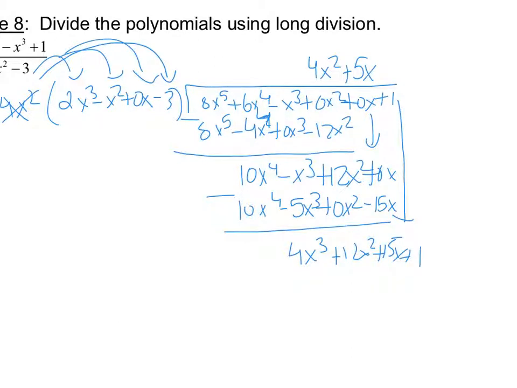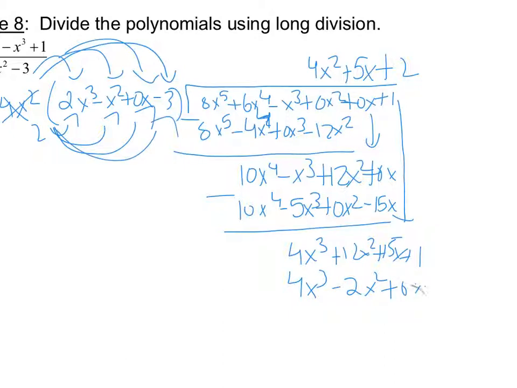And then you have to say, what do I multiply 2x to the third by to equal 4x to the third? 2. So distribute the 2, you get 4x to the third minus 2x squared plus 0x minus 6. 4 minus 4 is 0. 12 minus negative 2, 14. 15 minus 0, 15. 1 minus negative 6, 7.